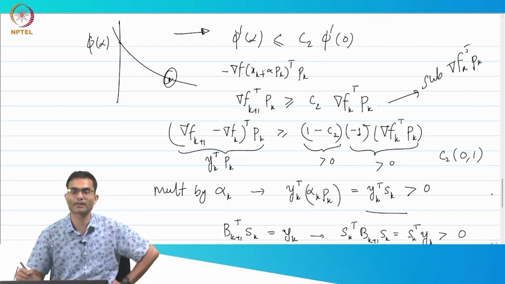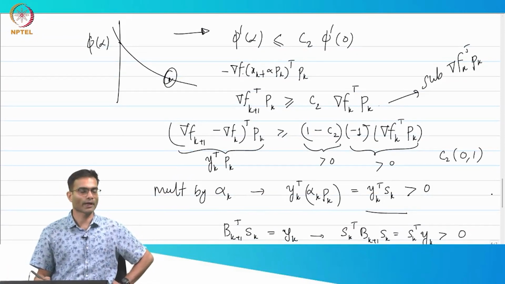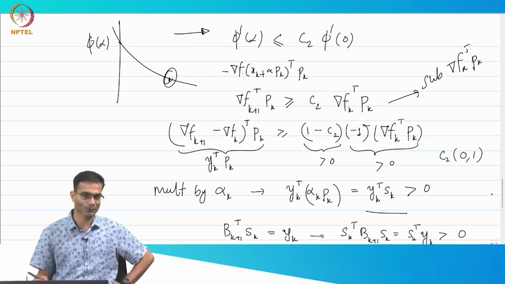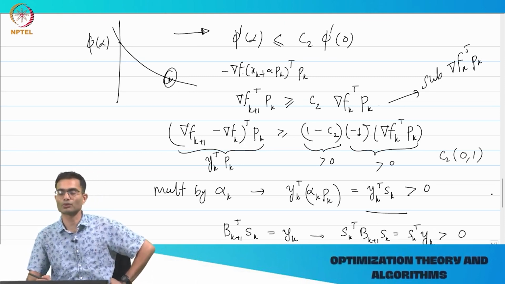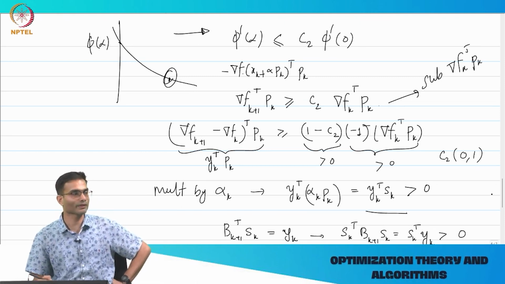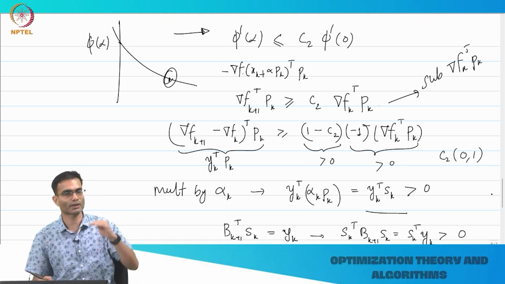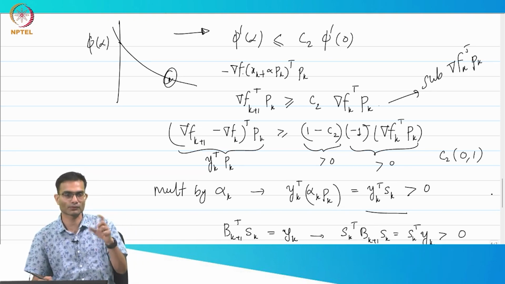So the Wolfe conditions have helped us earlier, and they are helping us now also. Whenever you do a backtracking line search, it's always a good idea for the termination condition of the backtracking to be one of the Wolfe conditions.